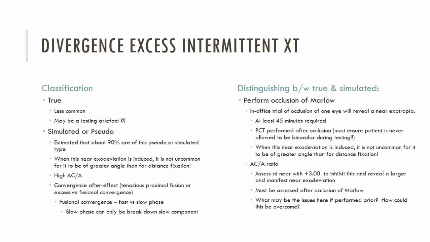In order to find out whether the patient has a high ACA, well, obviously what we do now is we measure the ACA. But it's important that you measure the ACA, particularly if you measure them at near with +3 lenses, after occlusion of Marlowe, so after the 45 minutes of occlusion. And the reason we do this is because it's important that you elicit the true size of the deviation at near. The only way to do that is through occlusion of Marlowe.